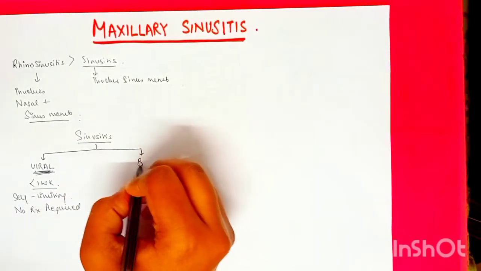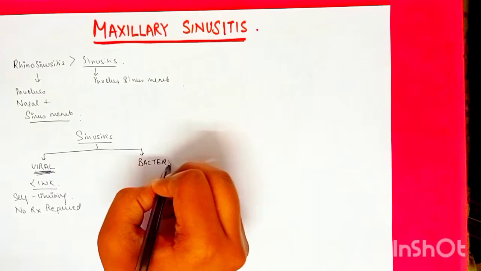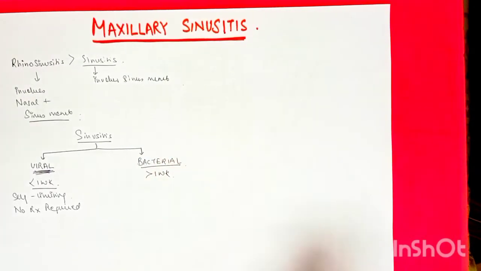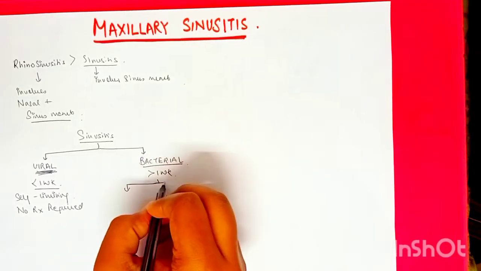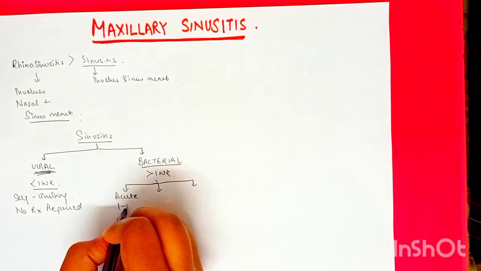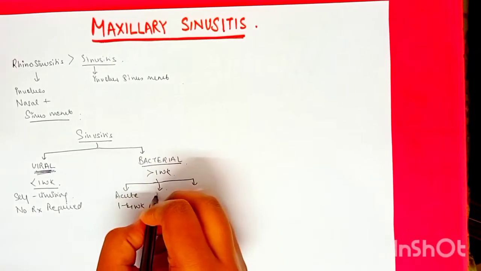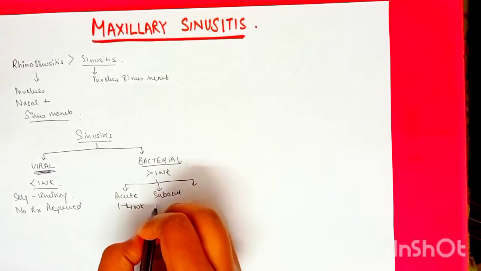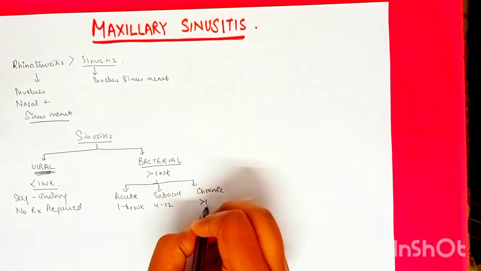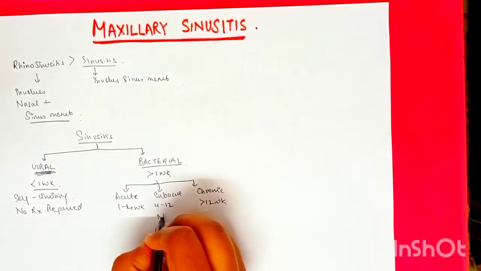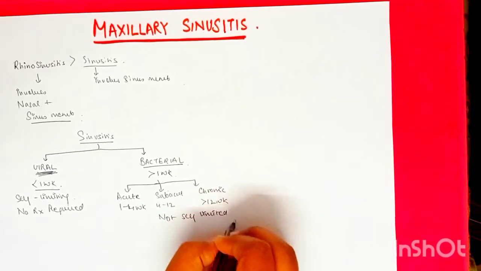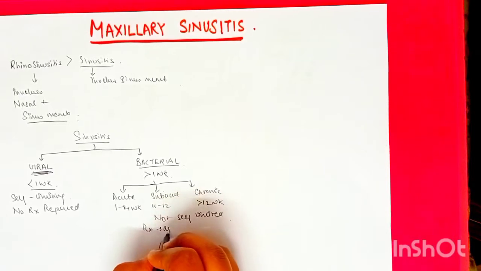However, when it is bacterial, it is more severe as it is lasting for more than a week. On the basis of the duration, it can be further divided into acute 1 to 4 weeks, subacute 4 to 12 weeks, and chronic when it lasts for more than 12 weeks. It is not self-limiting, and the treatment required is antibiotics.